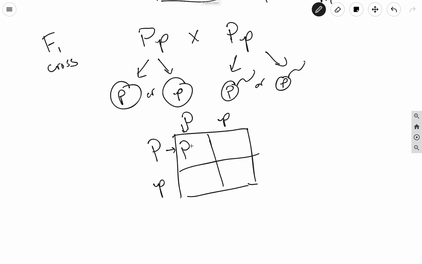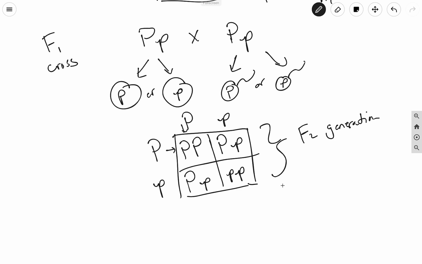So in this square, we will get big P from mom, big P from dad. In this square, again, we get big P from mom, little p from dad. In this one, we get big P from dad, little p from mom. It doesn't matter where they came from, just capitals first, then lowercase. And in this square, we get little p from mom, little p from dad. So this box here represents the F2 generation, where Mendel saw we had 3 purple to every 1 white flower.